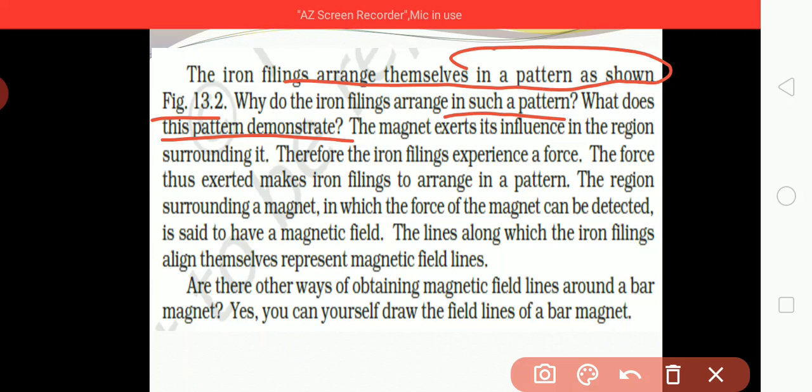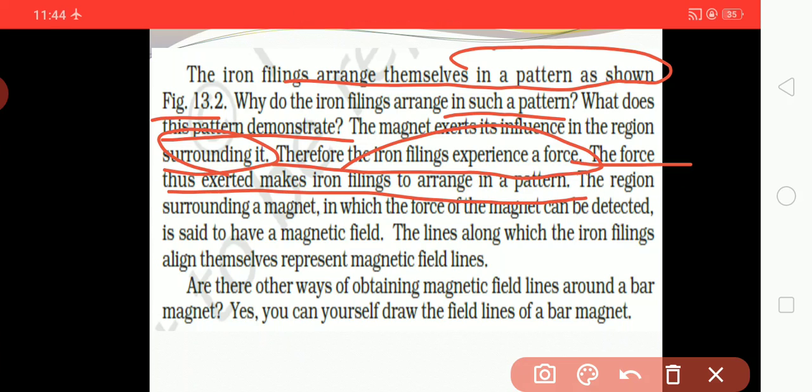The magnet exerts its influence in the region surrounding it. As you can see, the iron filings around the magnet are influenced by the region surrounding it. Therefore, the iron filings experience a force, due to which the arrangement is seen as we have seen. The force thus exerted makes the iron filings arrange in a pattern.